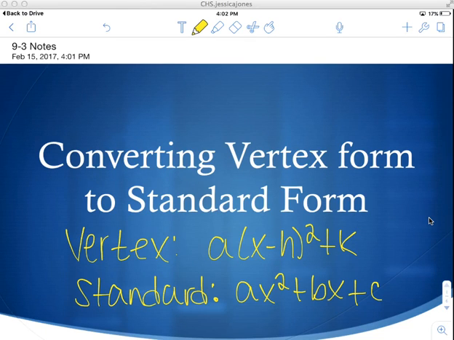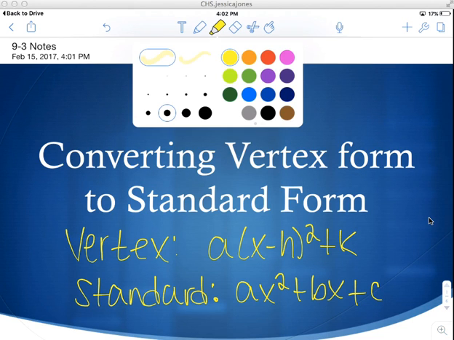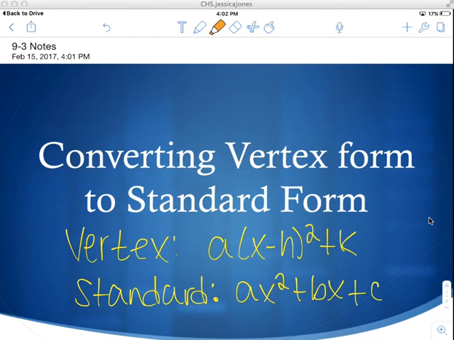Today we are converting vertex form to standard form. Last class we graphed quadratics in vertex form by using transformations. I have put an example or the formula for vertex form here. Now we're going to take those formulas and we're going to convert them into standard form. You guys have seen standard form whenever we did factoring.